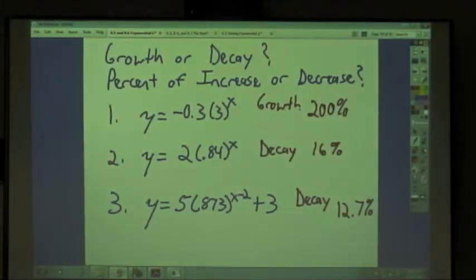Here's your solutions. Growth on the first one by 200%, because that's 1 plus 2 in the parentheses. Decay on the second one by 16%, because you're decreasing by 16% off of 100%. And then the last one's also decay by 12.7%. Be careful with your decimals on that one.